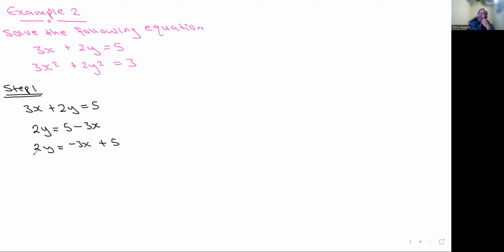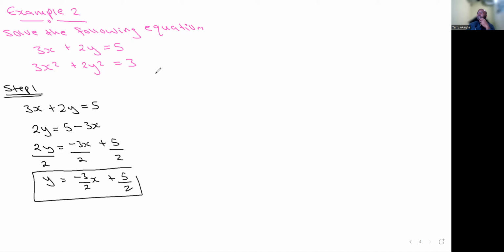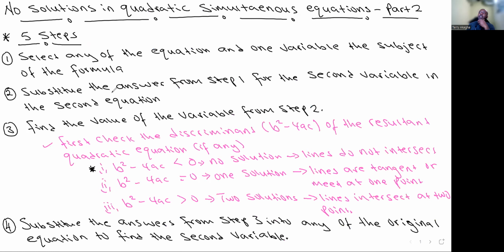All right? Divide both sides by 2, then you're going to have y is equal to minus 3 over 2 x plus 5 over 2. So that will be the answer for y. All right? Then step 2. The next step said you should then substitute the answer from step 1 for the second variable in the second equation.